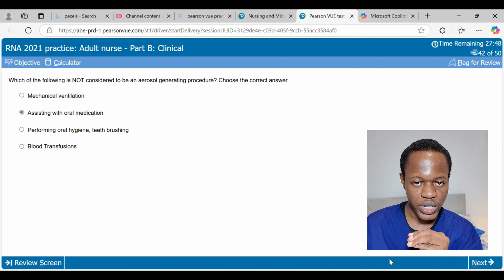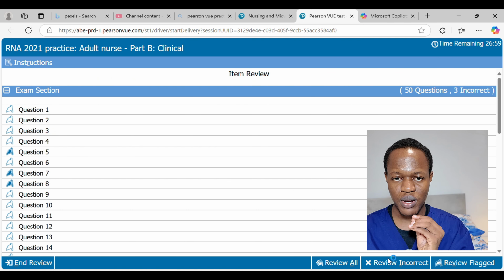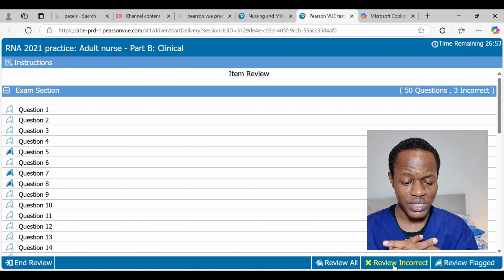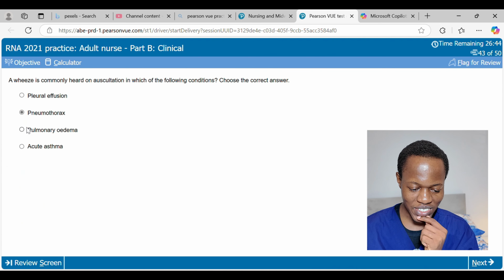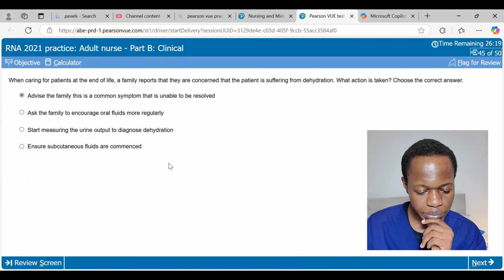Which of the following is not considered an aerosol? Which one should it not be? Performing oral hygiene, maybe? So the answer says blood transfusion, but I'm not too sure about this. So please do your research about that and comment in the comment section, because I'm a bit confused about that question as well. Yeah, I knew this would be... Yeah, acute asthma for that one.